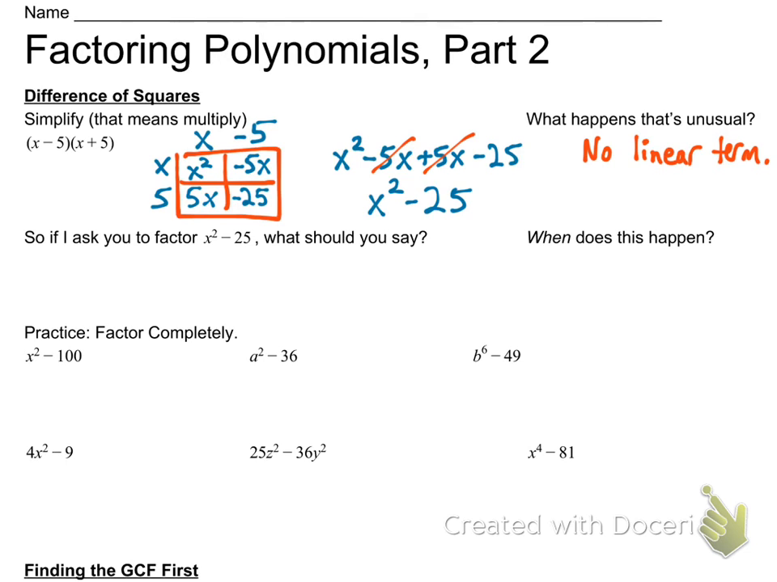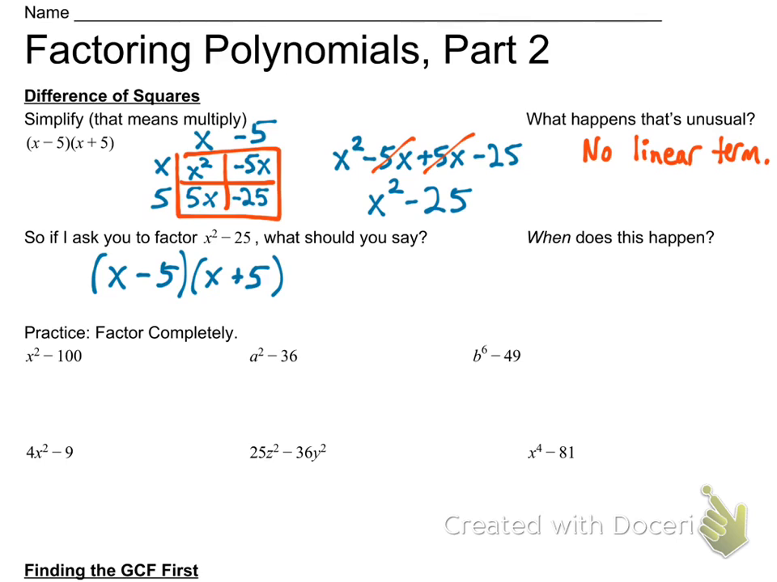So if I say, hey, factor x squared minus 25, you could go through the whole rigmarole of, let's see what adds to 0, because 0 would be b, and multiplies to negative 25. Or you could just look up and say, hey, we just did that. That would be x minus 5 times x plus 5.